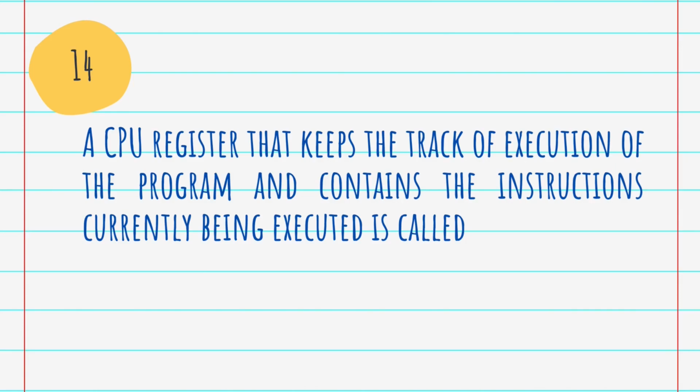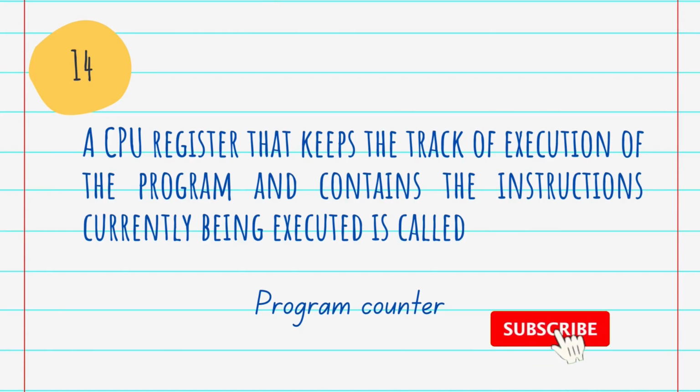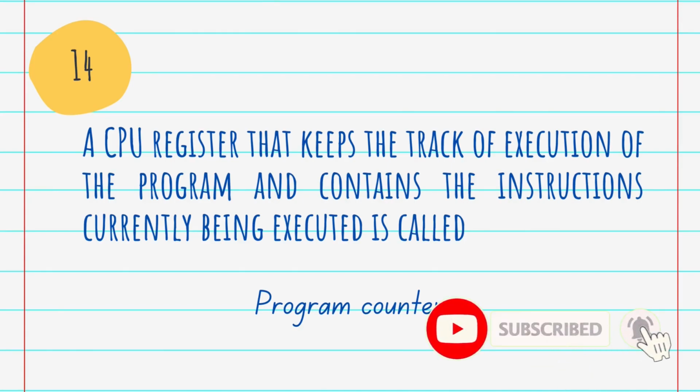Question number 14. A CPU register that keeps track of execution of the program and contains the instruction currently being executed is called. Answer is program counter. Program counter keeps track of the execution of the program and contains the instruction currently being executed. The program counter is also known as the instruction pointer or instruction address register. It is a processor register, a quickly accessible location available to a computer's processor. In simple terms, it indicates where a computer is in its program sequence.